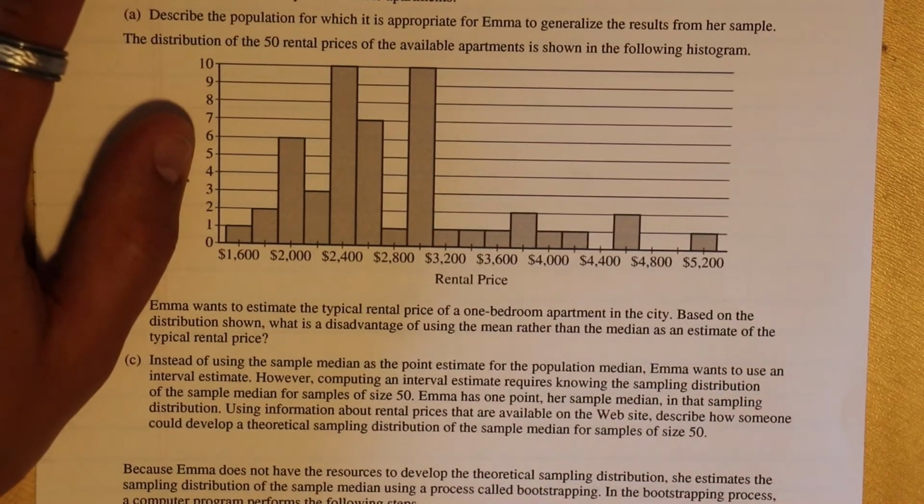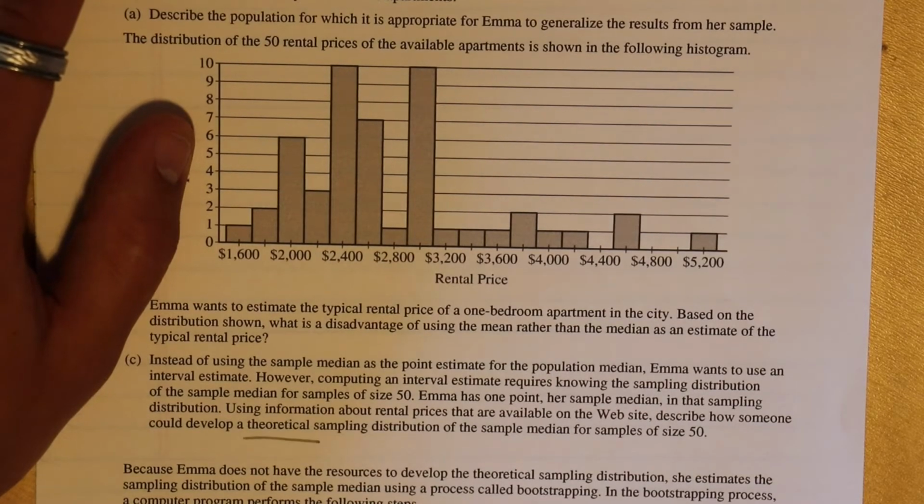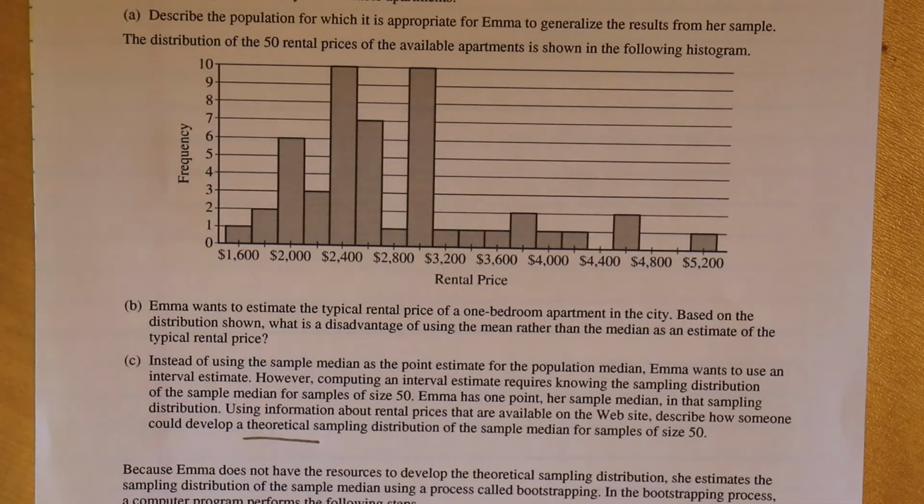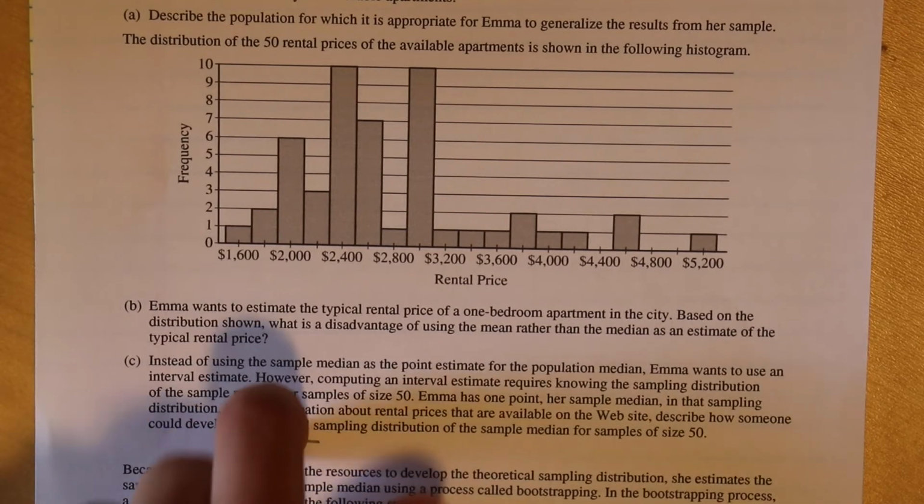Using information about rental prices that are available on the website, describe how someone could develop a theoretical sampling distribution of the sample median for sample sizes of 50. So that word theoretical is really, really important.